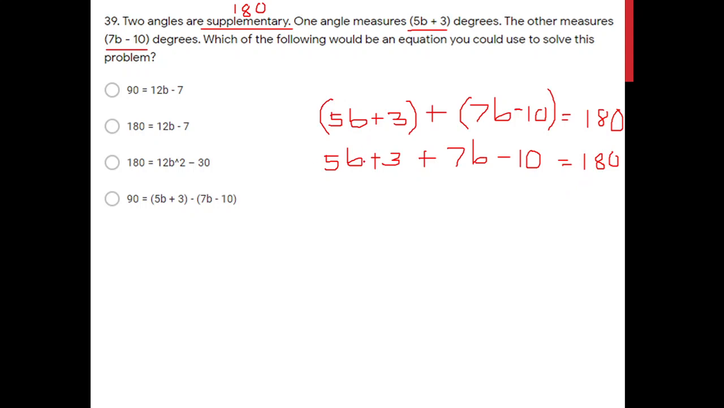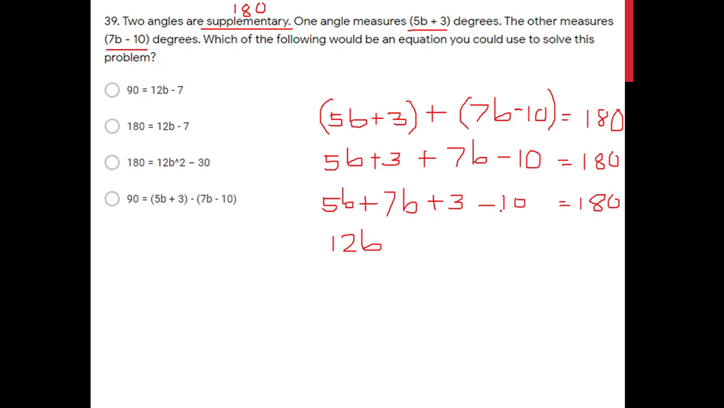So let's just rewrite this one. Let's rearrange this one. So you have 5b plus 7b. Again, careful when you rearrange. Make sure that the sign will not change. Plus 3. Remember, the sign of each term is located on the left side of the term. And then negative 10 equals 180. 5b plus 7b, so you have 5 plus 7, that is 12. Then copy the variable.